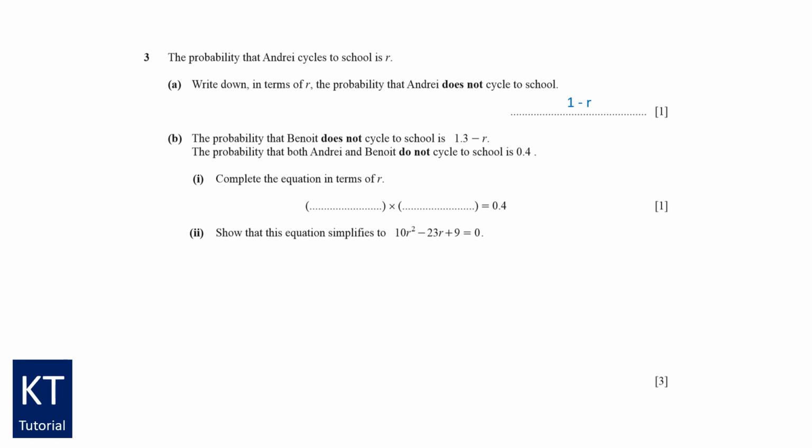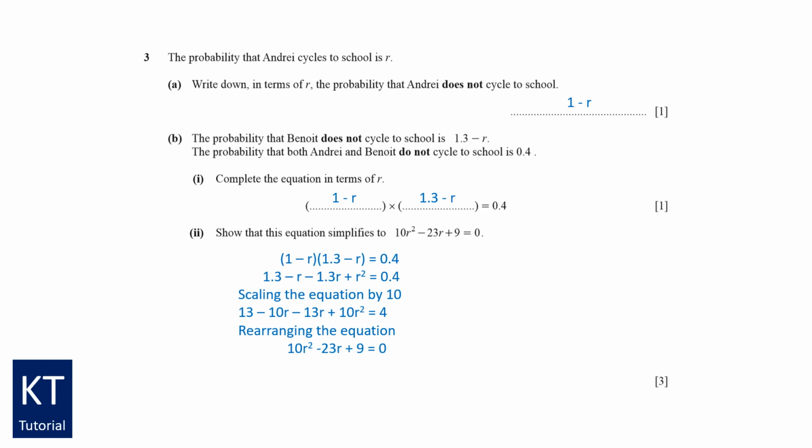Complete the equation in terms of R. Equation is 1 minus R times 1.3 minus R equals 0.4. Next, show that this equation simplifies to the stated equation. Here, we'll start with the equation stated in B1. Then, expand on the equation, scale it by 10, and rearrange it to get to the required equation.